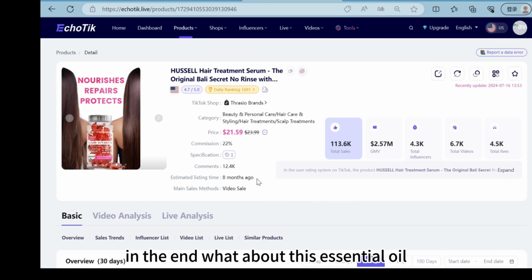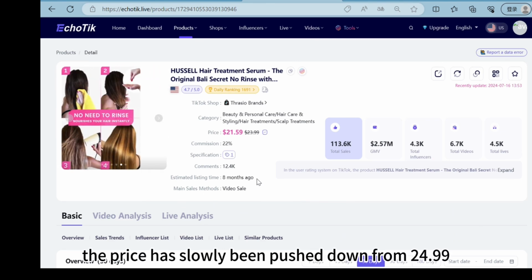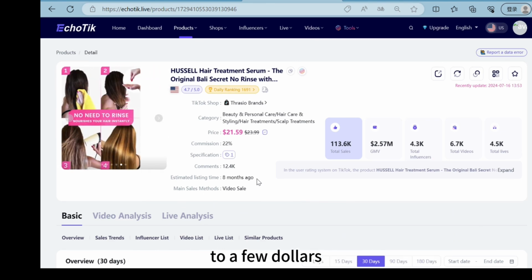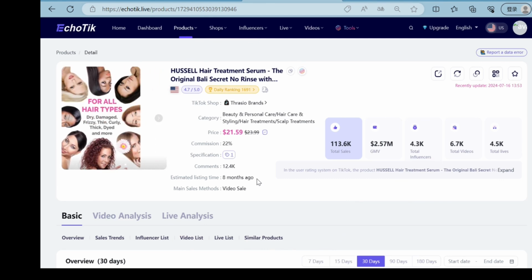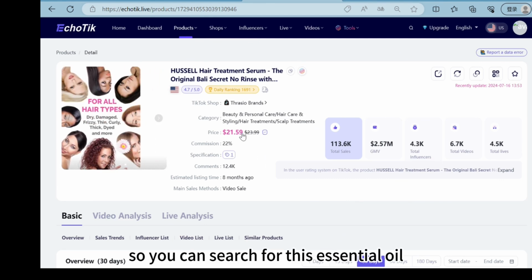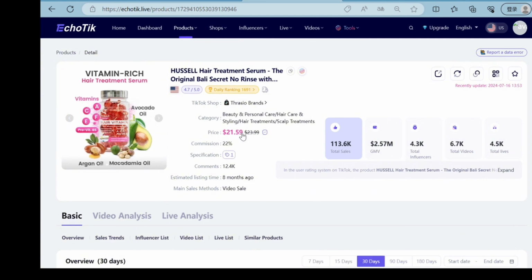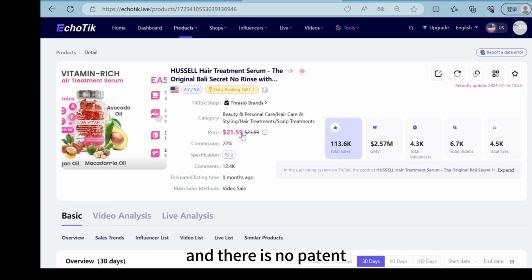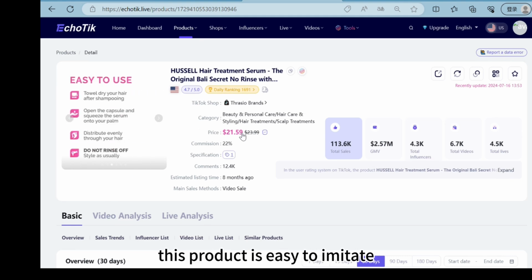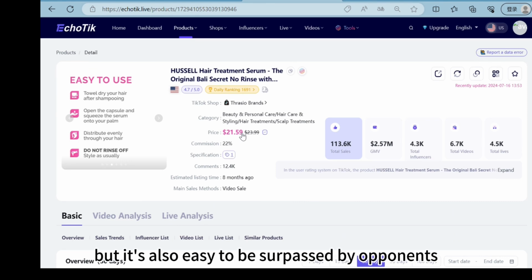What about this essential oil? The price has slowly been pushed down from $24.99 to a few dollars. This will definitely happen, with more opponents all selling for a few dollars. So you can search for this essential oil; it's just that the prices are uneven. But the unit price of $16.88 is very cheap. So the profit is also very high, so everyone is optimistic about it. And there is no patent. This product is easy to imitate, but it's also easy to be surpassed by opponents.